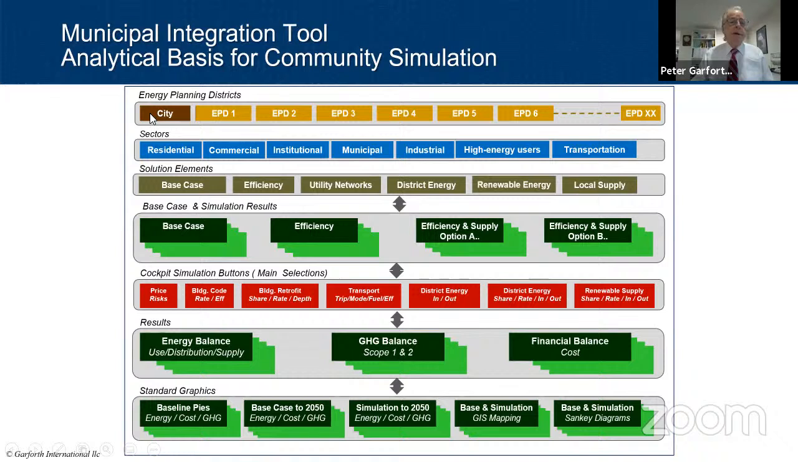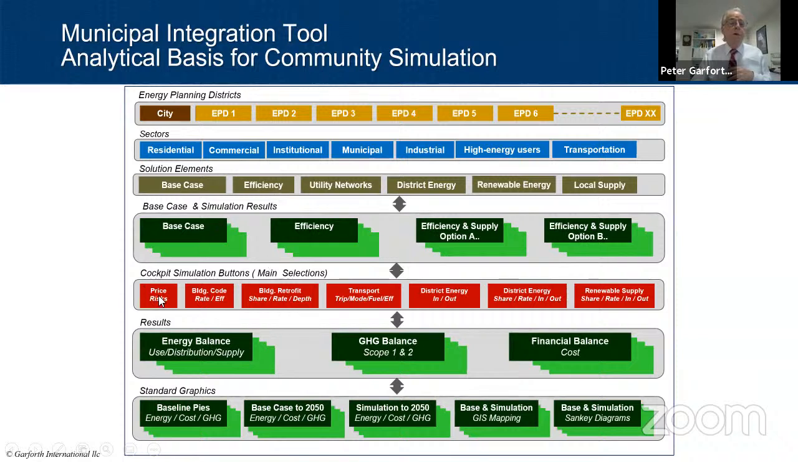The first layer is the geographic layers of the community, which is the neighborhoods, the energy planning districts, always chosen to align with the normal planning districts of the city. Then the sectors, and those are the end user categories. Then the solution elements, which is business as usual or base case. And then the various configurations of efficiency, energy supply, utility network, district energies, renewable supplies, and so on within the community by district and neighborhood and property or end use category. And then out of this comes the results in terms of efficiency and so on.